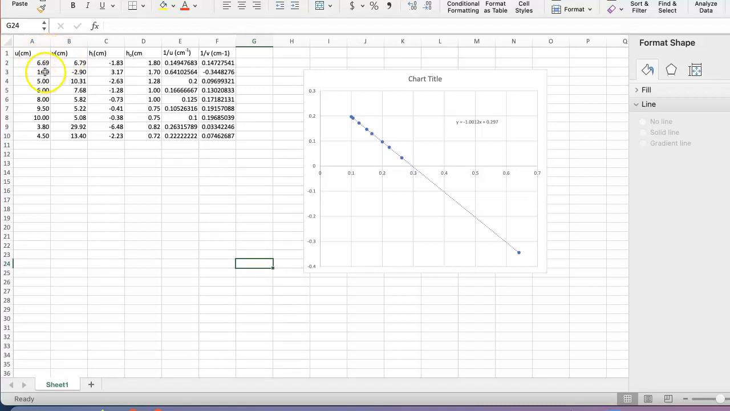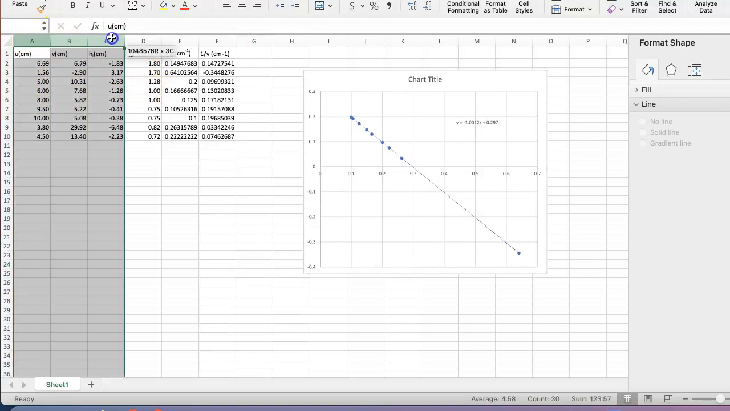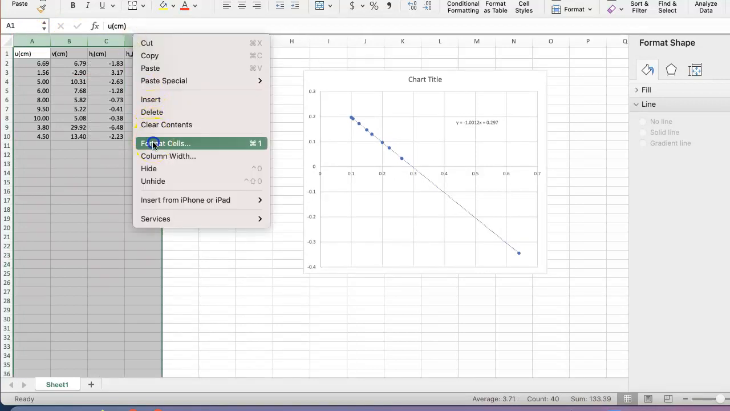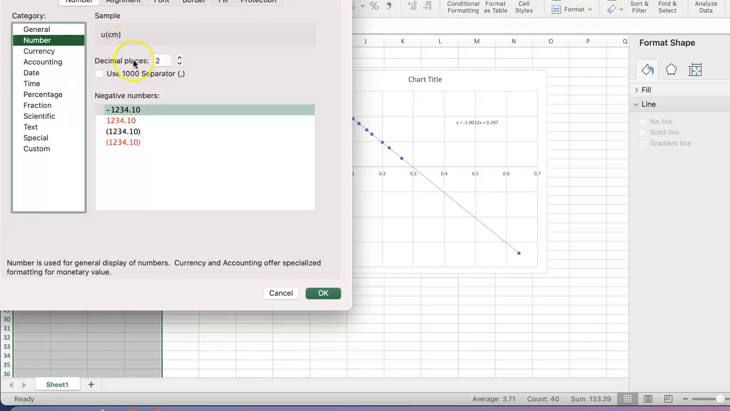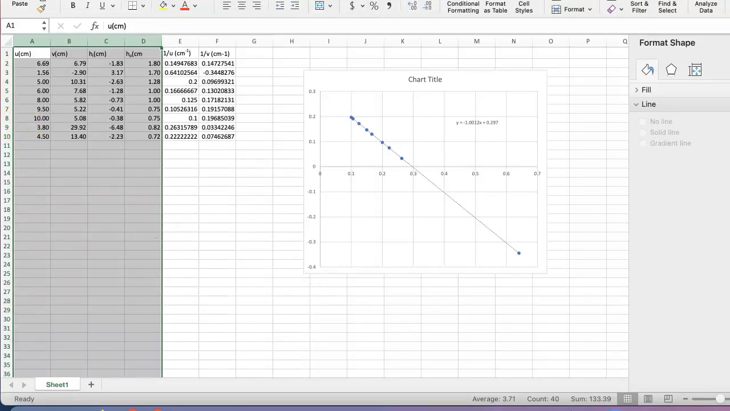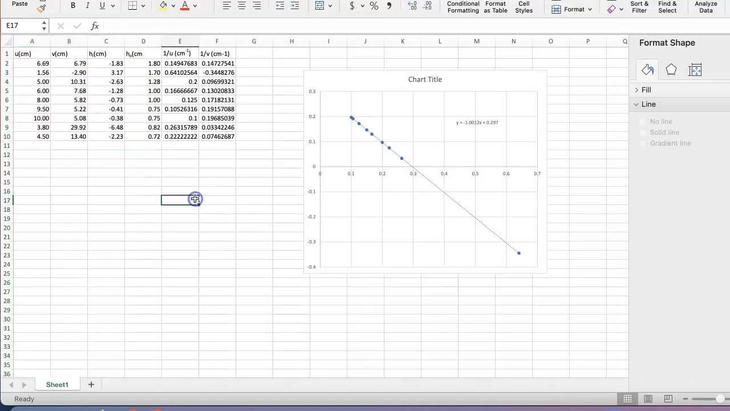It's easier. I want all these cells here to be formatted as 2 decimals. Then you go to Format Cells, and you go to Number, and you make sure that it is 2 decimal places for all. Okay, for these numbers U, V, and HI and HO, the object's height and the image's height.